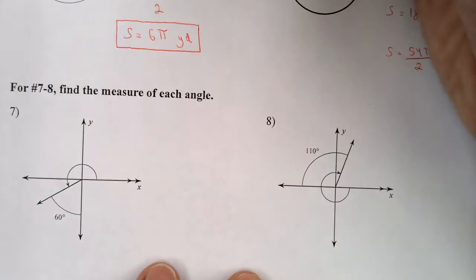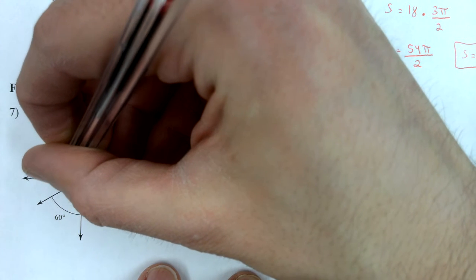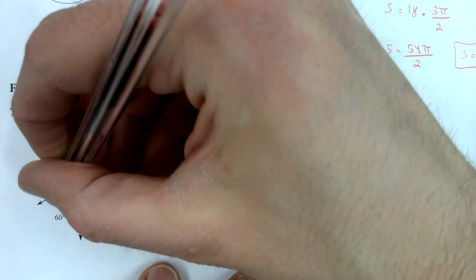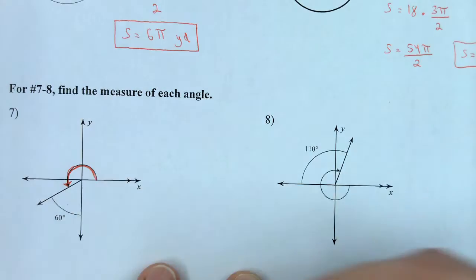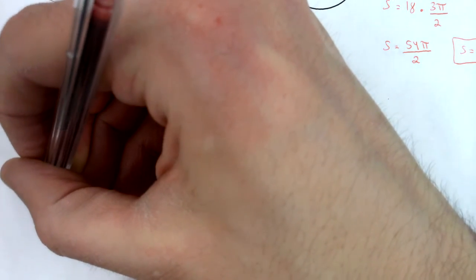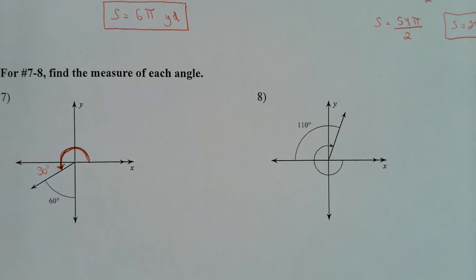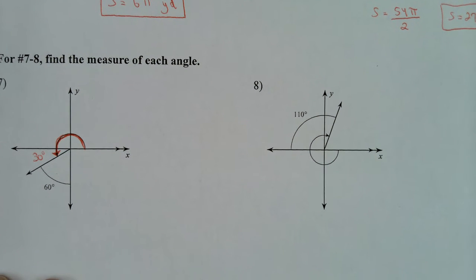Number 7, find the measure of this angle right here. Well, if this part is 60, this part over here is going to be 30. So it's 180 plus 30 equals 210.